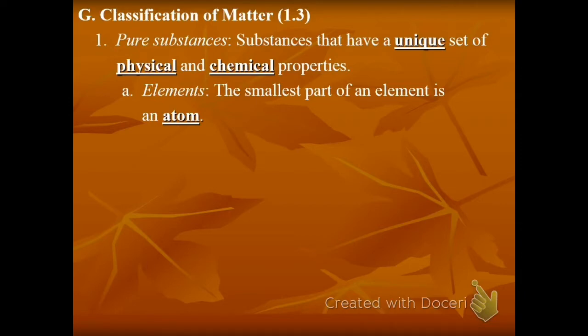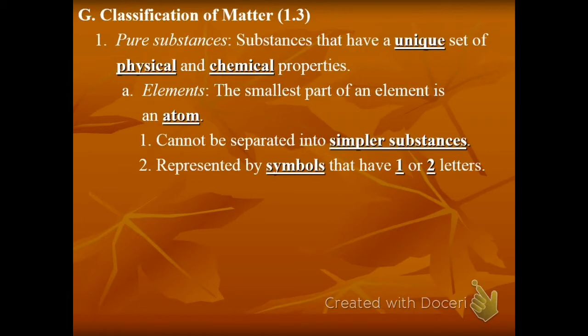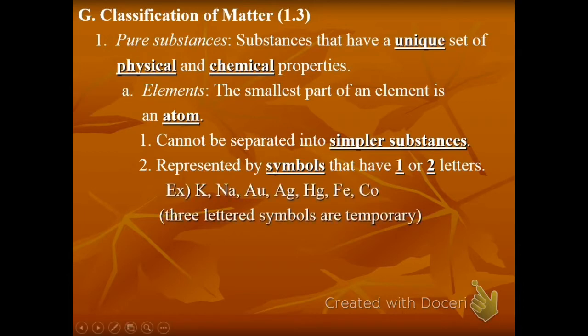One is an element. The smallest part of an element is an atom. And these cannot be separated into anything simpler. Atoms are the simplest thing you get. We represent these by symbols that have one or two letters, like O for oxygen or Ag for silver. And if there are any three-letter symbols, they are temporary, although as of now there are no three-letter symbols, although you might see them on older periodic tables.